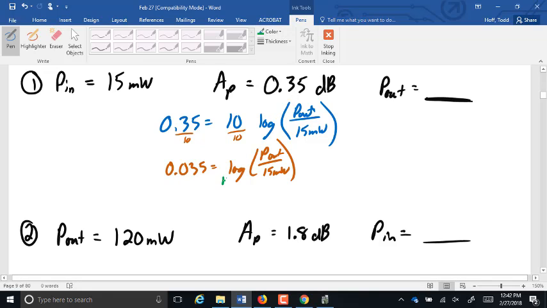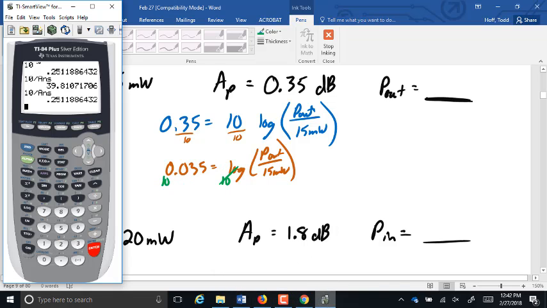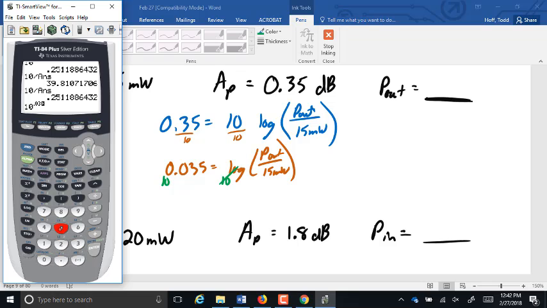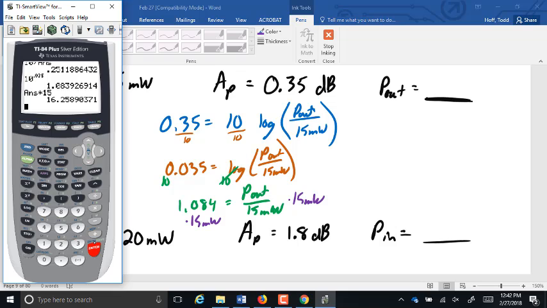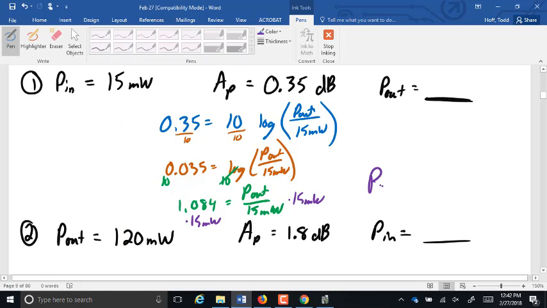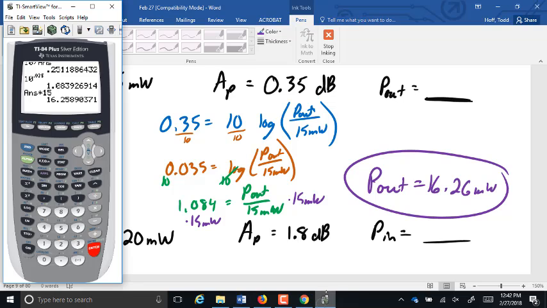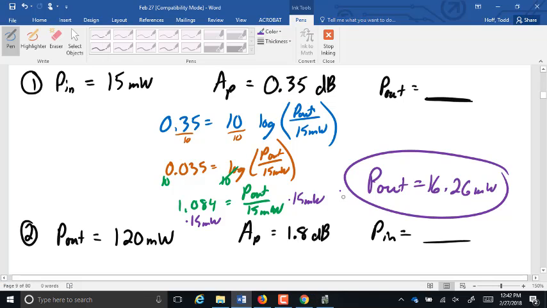We do our 10 to the power of. 10 to the power of 0.035 is 1.084 equals P out over 15 milliwatts. So in our last step, we're just going to multiply by the 15 milliwatts. So we're at 16.2 milliwatts. How many of you had that? Anybody have any questions on that one?